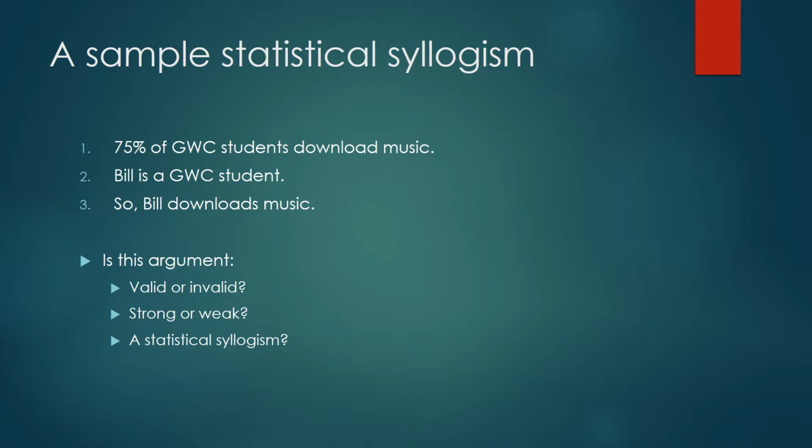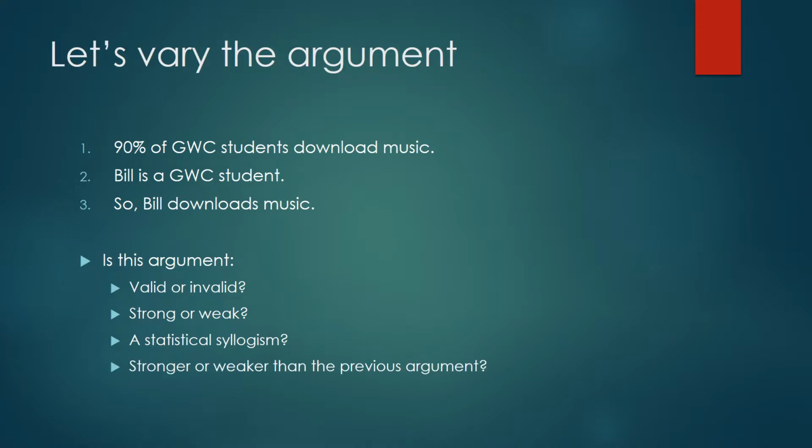Okay, let's continue. So let's vary the argument. We're going to take a look at what happens when we change the argument around a little bit. We're going to do a couple of things in this lecture with this argument to see what happens. Now, consider this. 90% of Golden West College students download music.